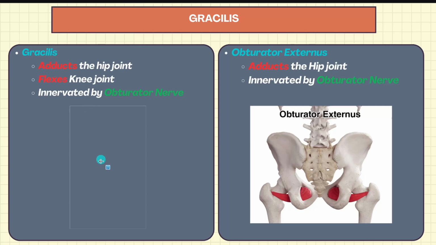However, the gracilis, something I wanted you to know, it looks similar to the sartorius. I don't know why the picture is not showing here. It looks similar to the sartorius, however, it's going to run from medial to medial. The sartorius is going to run from lateral to medial, while the gracilis is going to run from medial to medial. For the obturator externus, this is how it's going to look, and it adducts the hip joint, and it's innervated by the obturator nerve.